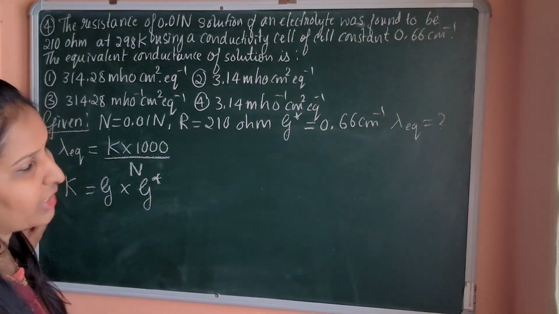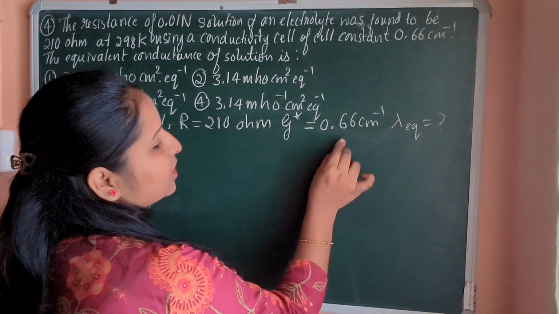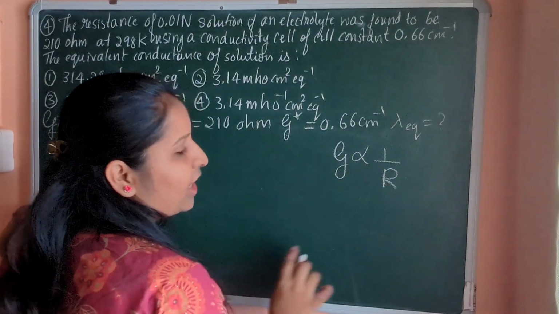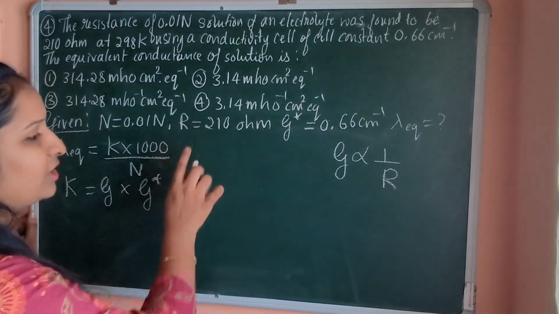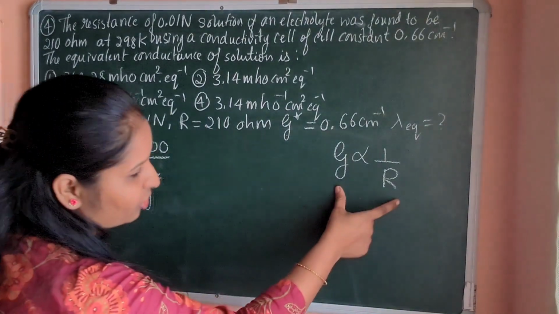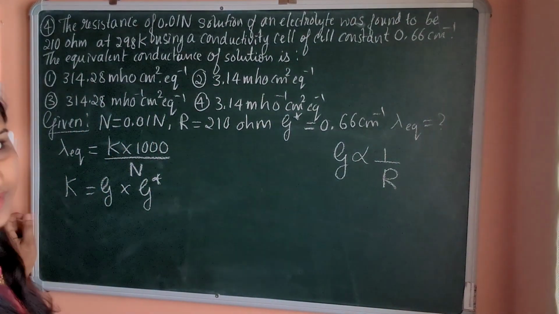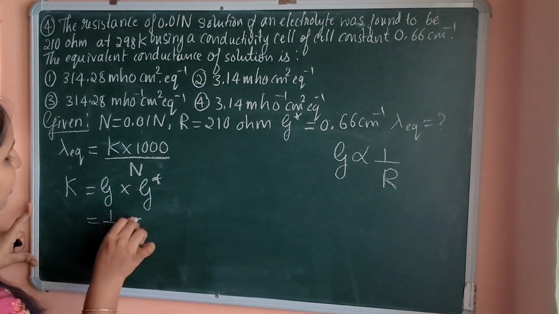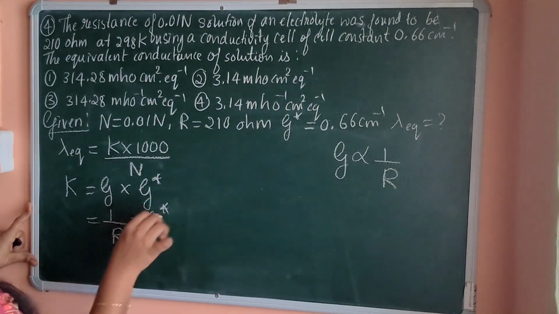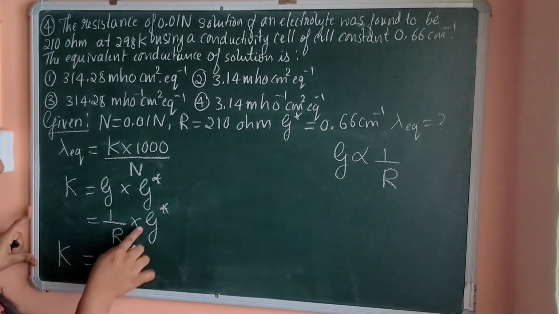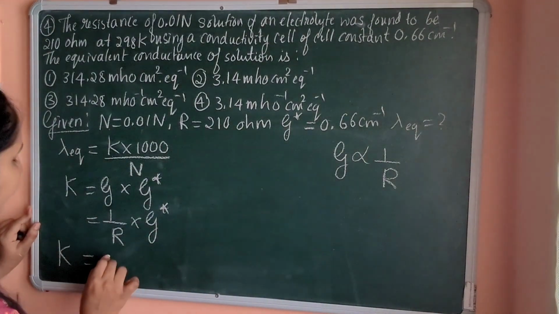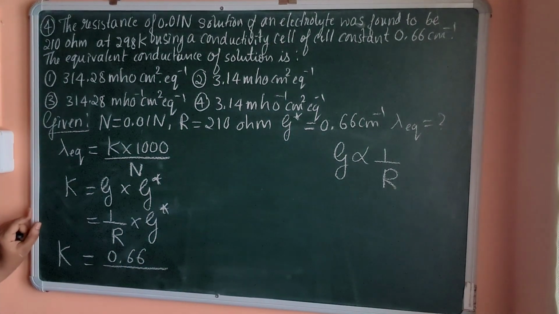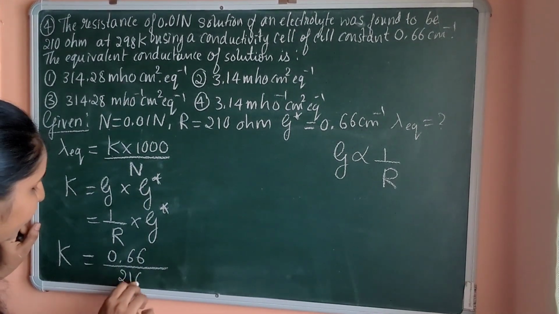But we should know that conductance is inversely proportional to the resistance, and this resistance value is given in the question. So by this formula, I can calculate the G value here. I'll take G as 1 by R into G star. What are the values? G star is 0.66, and the R value is 210 here.